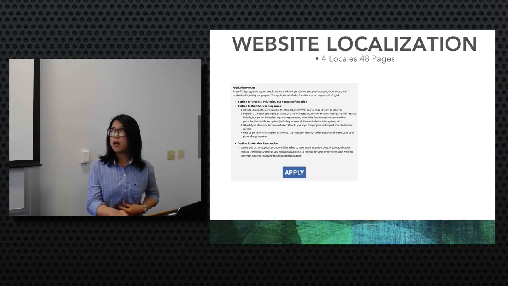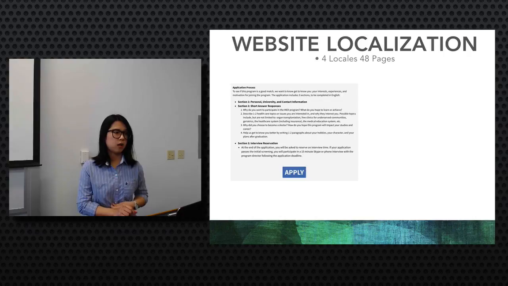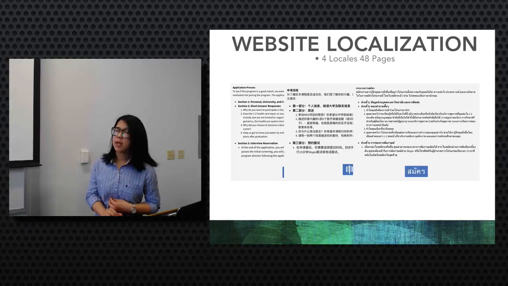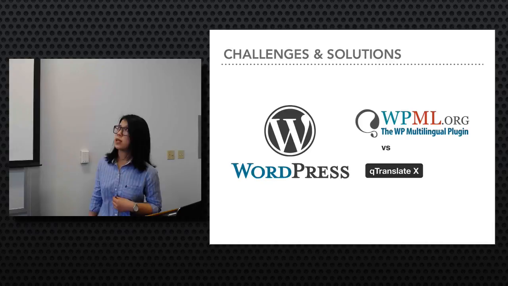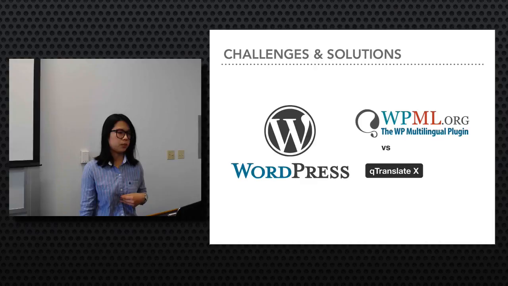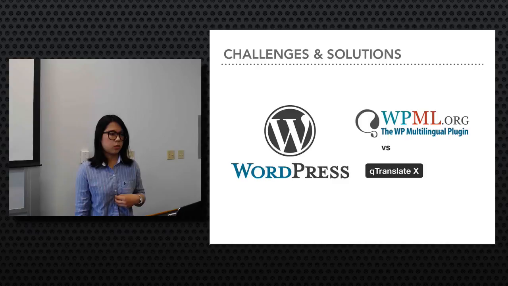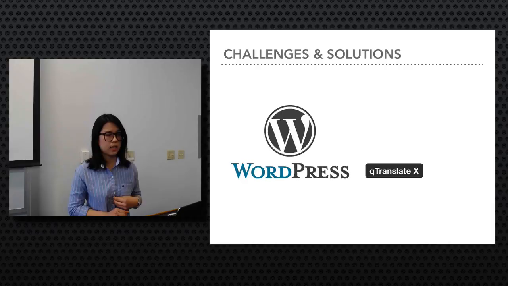Now, website localization. We localized the web pages into altogether four locales, and it totaled 48 pages. Our client used WordPress to build their website, and this gave us two choices with regard to the plugins that we use to localize, to make the websites multilingual: WPML and QTranslateX. We ended up choosing QTranslateX because both our client and us have experience with QTranslateX.